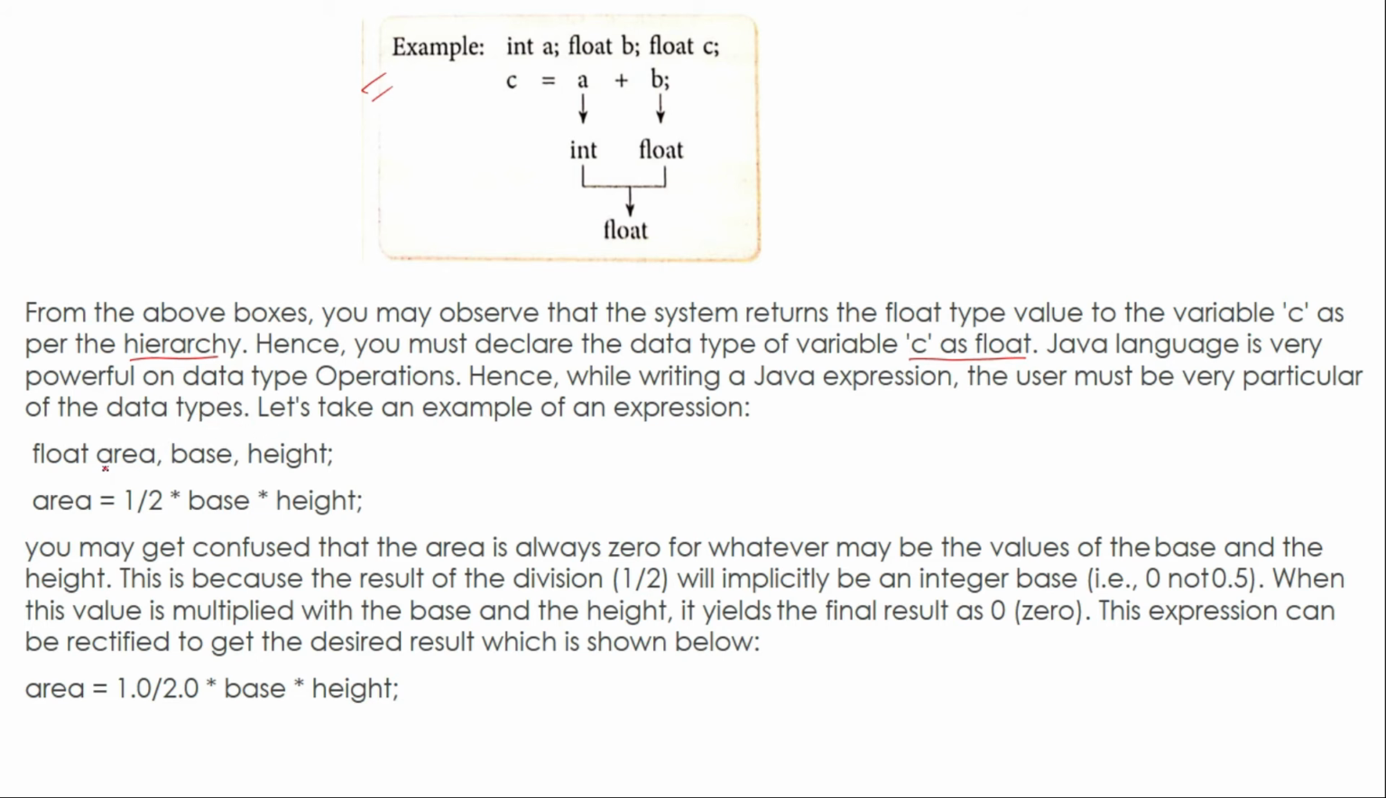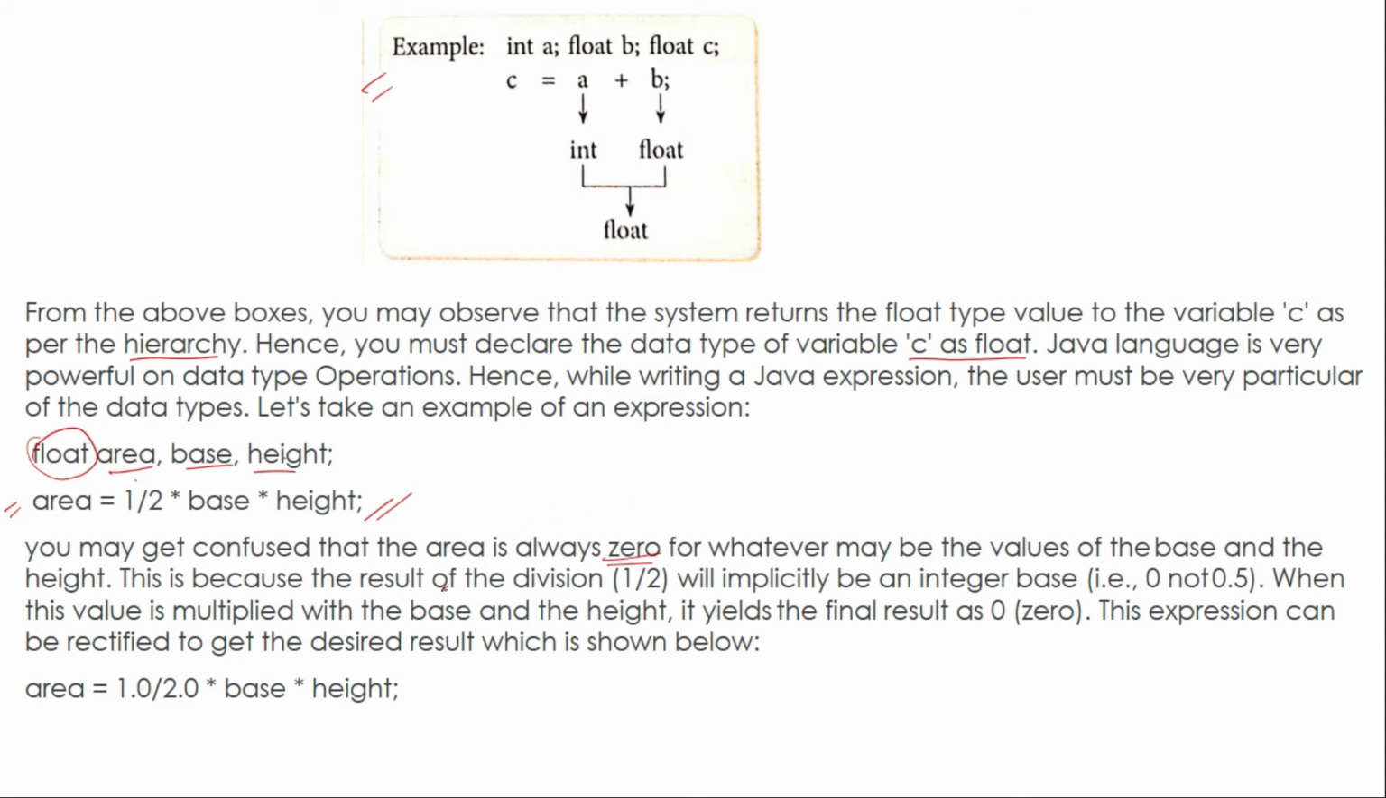So let us take another example. Float area, base and height. All three variables have the same data type, float. It is a mathematical expression: area is equal to 1 by 2 into base into height. So you may get confused that whenever you run this statement in Java, the area is always 0. You will always get the answer 0, whatever the values of base and height are.